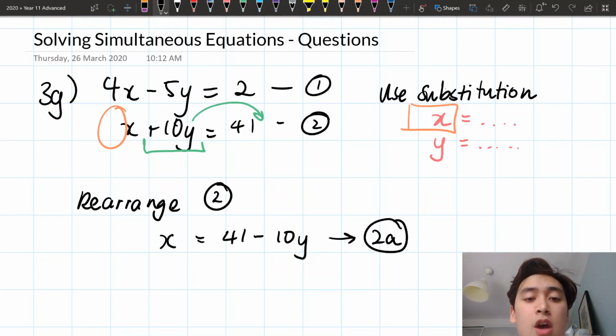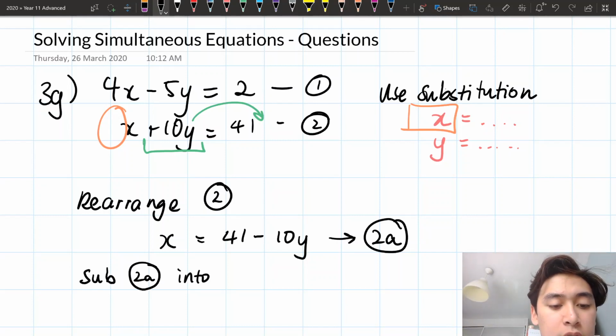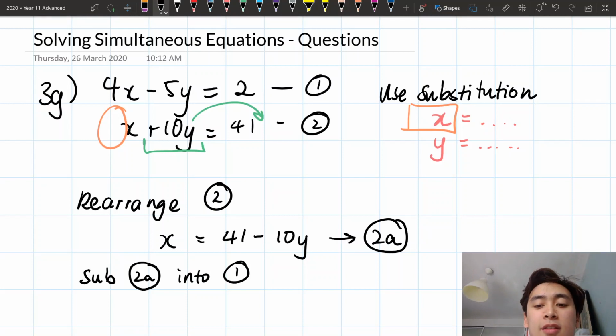Okay, now that I've done that, what do I do with the substitution method? With the substitution method, I'm going to substitute my x is equal to 41 minus 10y back into the first equation. So let's do that. What I'm going to do is sub 2a into number 1. So I'm substituting this new equation that I've created back into my first equation.